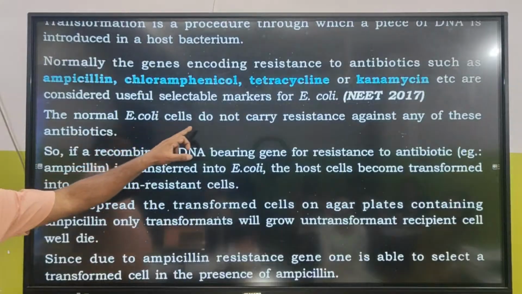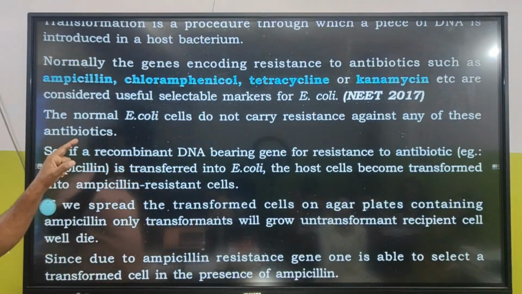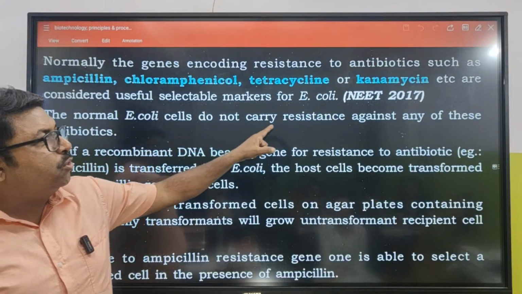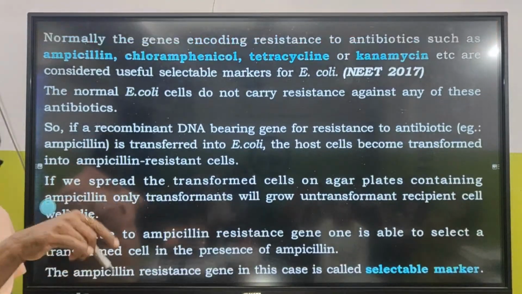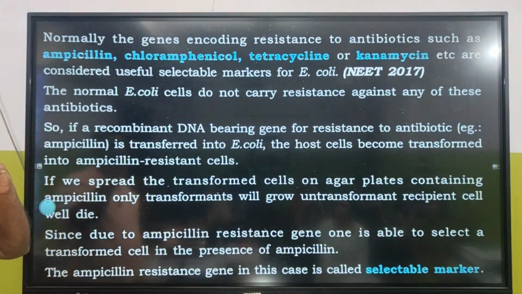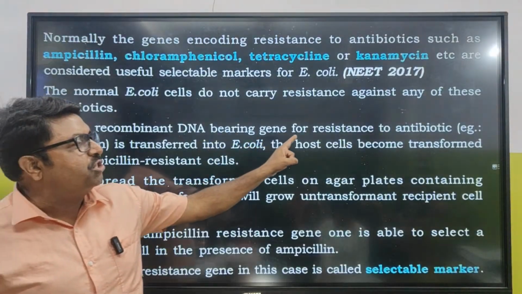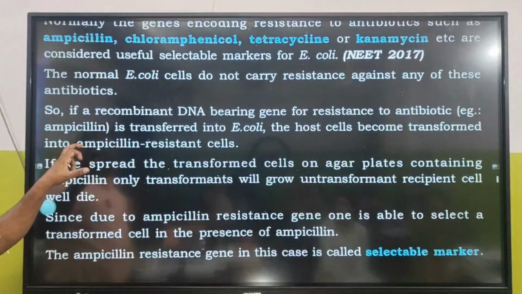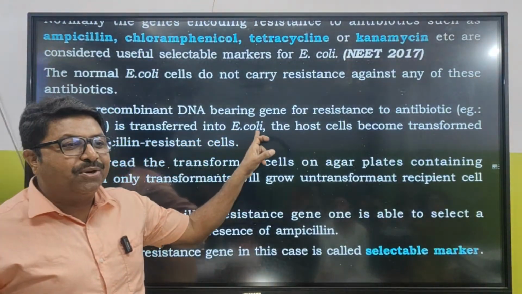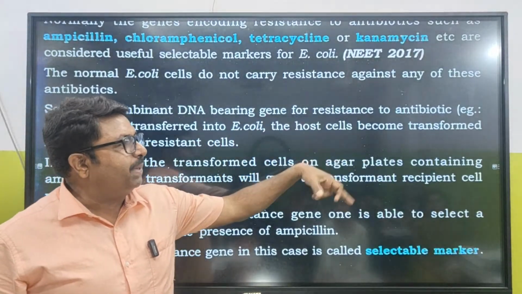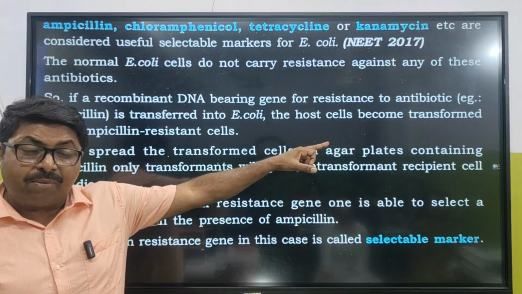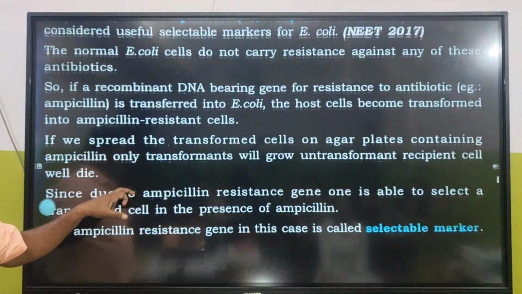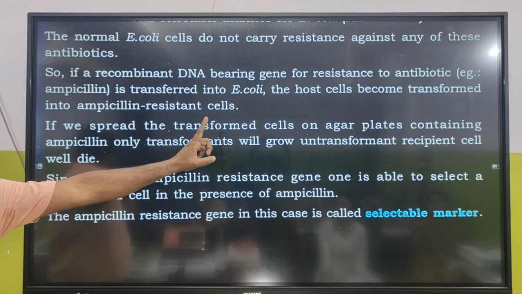The normal E. coli cells do not carry resistance against any of these antibiotics, so you need to make it in the lab. If a recombinant DNA bearing a gene for resistance to an antibiotic, for example ampicillin, is transferred into the E. coli, the host cells become transformed into ampicillin resistant cells.